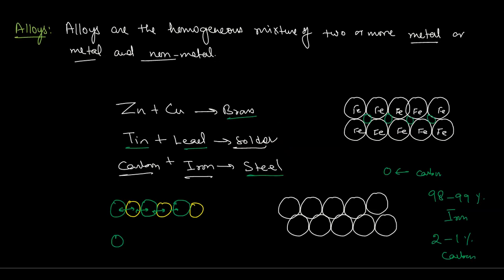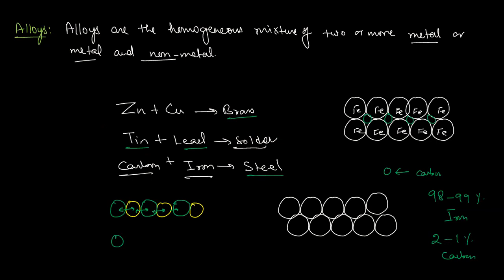And why do we need such an alloy that has a lower melting point? Just because we need to use it for soldering purposes. We need a metal that can easily melt and help us in fixing the wires. We don't need blast furnaces to melt it. We need something that can easily melt.